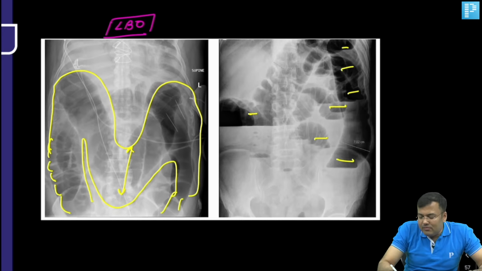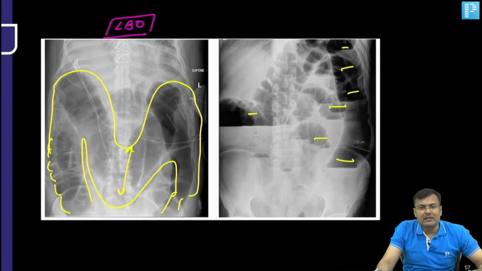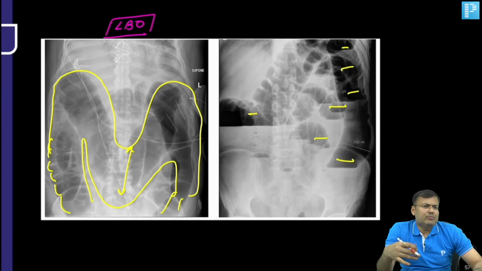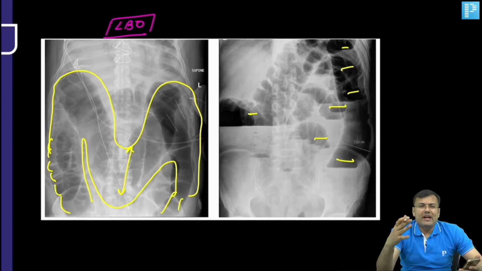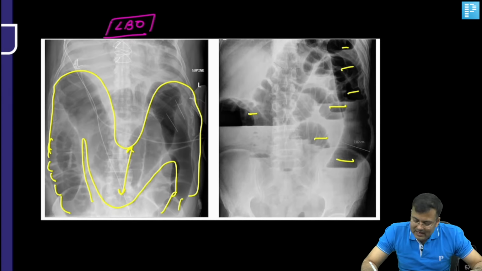And let me tell you, in most exams examiners ask small bowel obstruction because large bowel obstruction is very easy. Most of you can easily diagnose it. Clear? So, this is large bowel obstruction. There is haustration, wider in caliber, bowel loops placed peripherally. So, small bowel, large bowel obstruction.